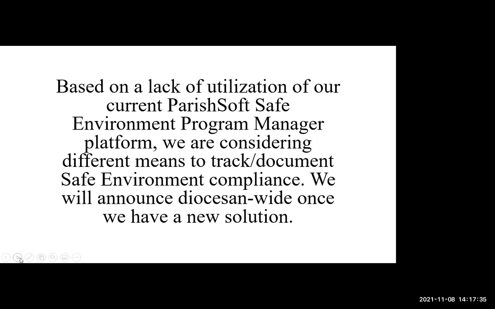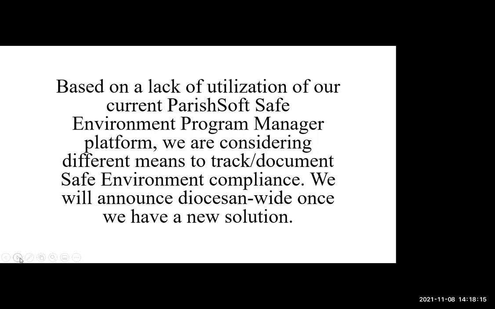So what we are looking at is trying to find a solution that would, number one, be more user-friendly for you all out there in the parishes and schools. And number two, we are looking at options that more of you would be likely to use. So ParishSoft, the SEP program manager in ParishSoft, they're revamping their program manager. And we could very easily just keep on using that with the new interface.